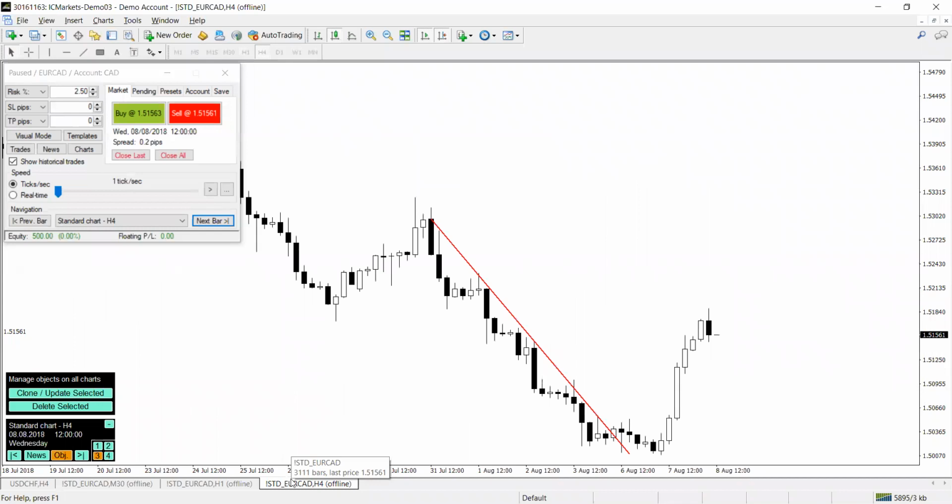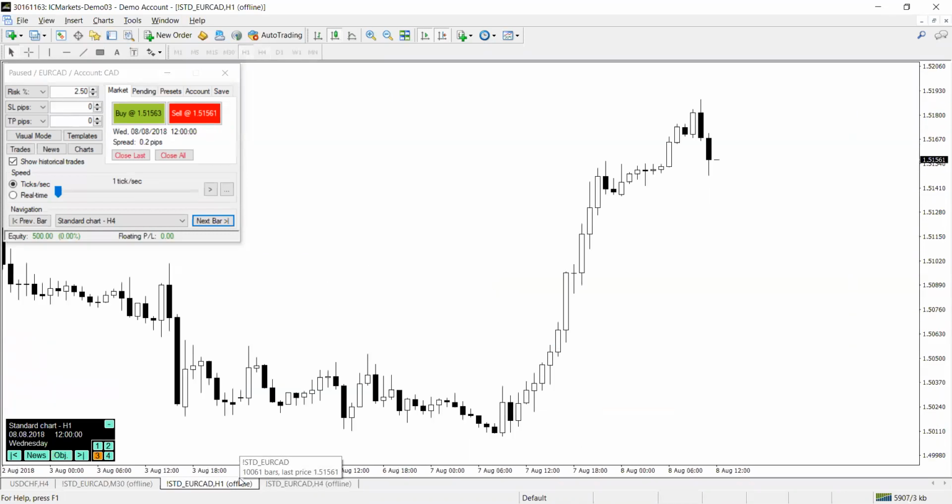So this wick here on the 4 hour, and you want to look at the 1 hour to understand what? Looking for a setup for sells or buys? For buy. Okay.